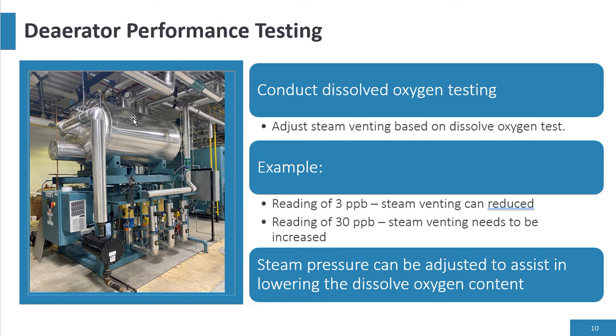Performance testing: conduct dissolved oxygen testing. Adjust the steam venting based on the dissolved oxygen test. Example, if you have a reading of 3 parts per billion, steam venting can be reduced. With a reading of 30 parts per billion, steam venting needs to be increased. Steam temperature can be adjusted to assist in lowering the dissolved oxygen content.